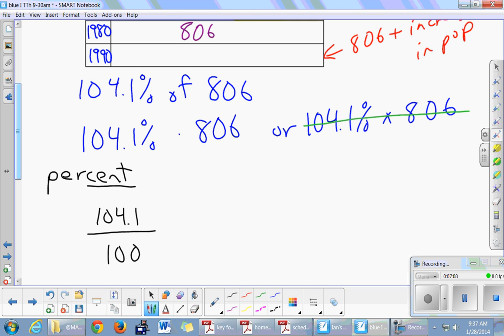And let's do that here. So this becomes 1.041, we move it 2 places, times the 806. That's the magic number that we're after.